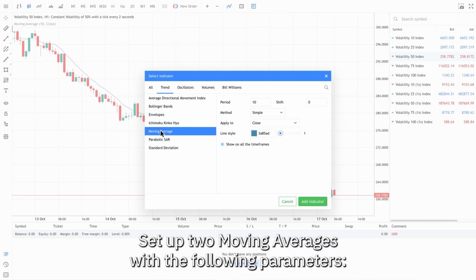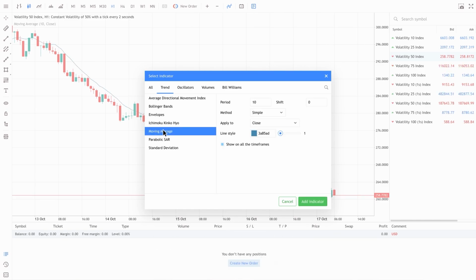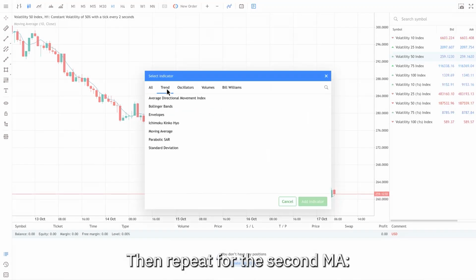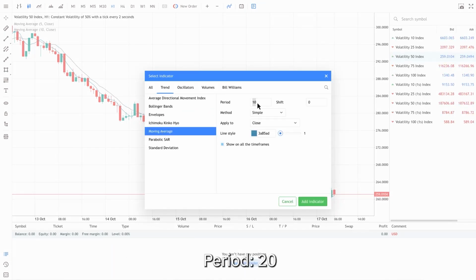Set up two moving averages with the following parameters. First MA, period 5, method simple, apply to close. Then repeat for the second MA, period 20, method simple, apply to close.